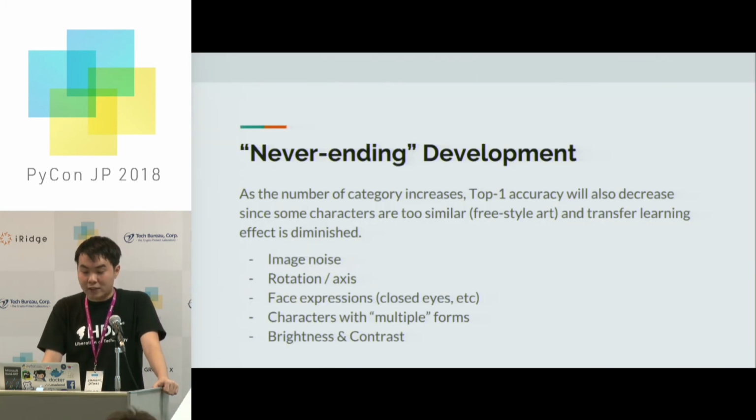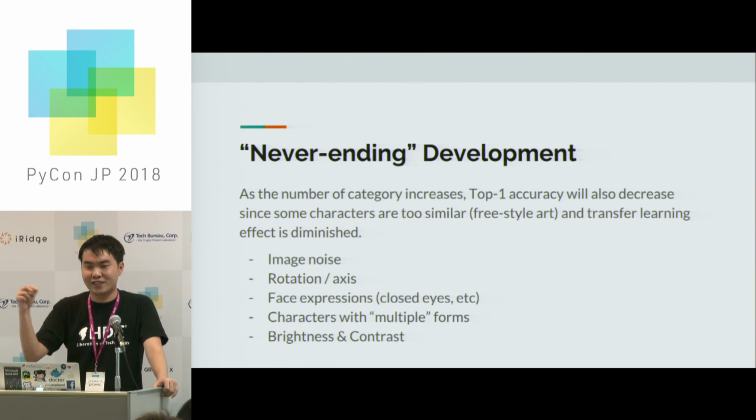So some closing remarks from me. What I learned from building these things is that image recognition is basically a never-ending development, because you have a lot of problems. For example, anime characters are hard because it depends on the illustrator. Anime is basically freestyle art, so it totally depends on the illustrator, and you also have the problem of noise in your image. Sometimes the image is rotated, and the facial expression is also very important. Sometimes they close their eyes, sometimes they open their eyes.